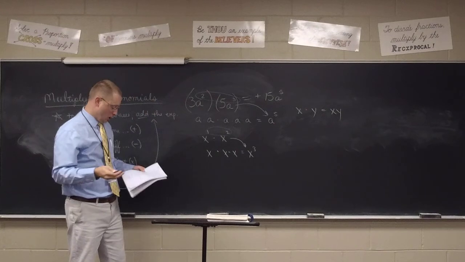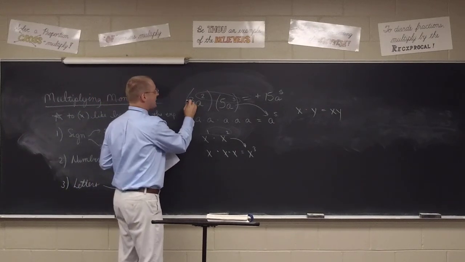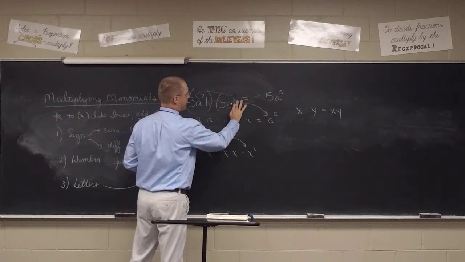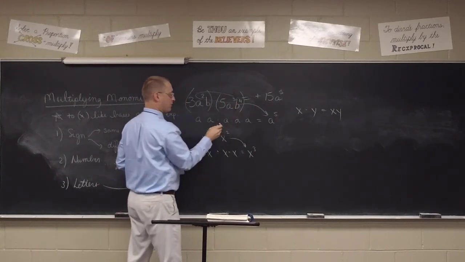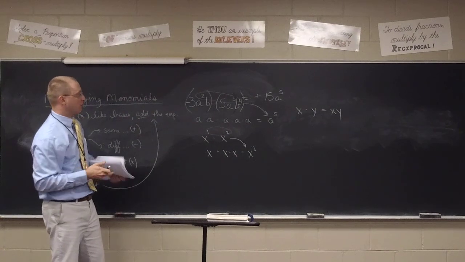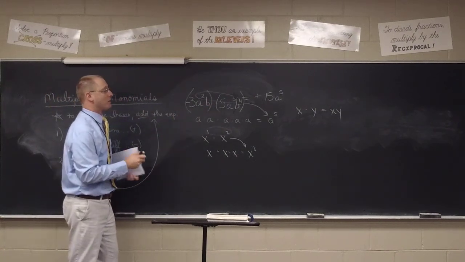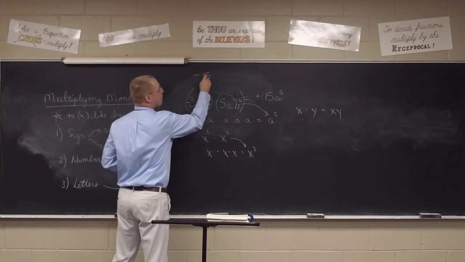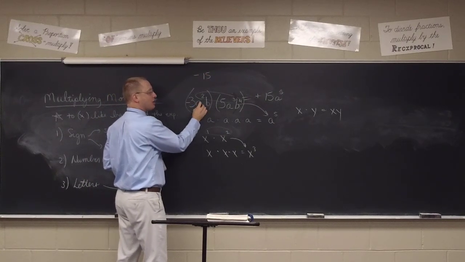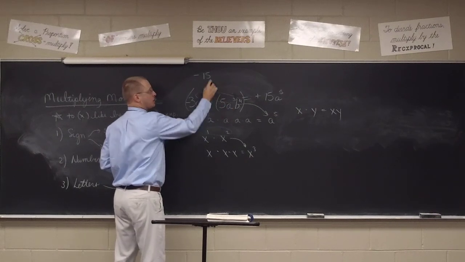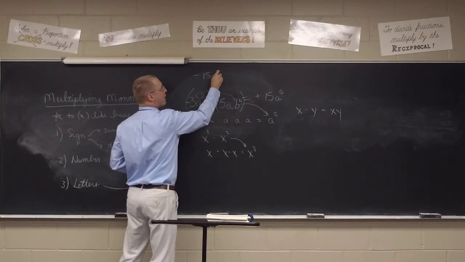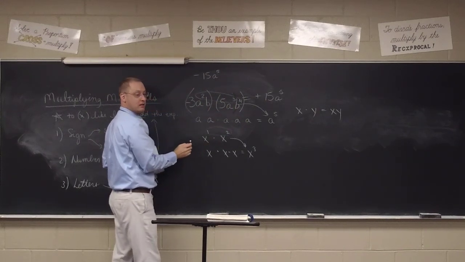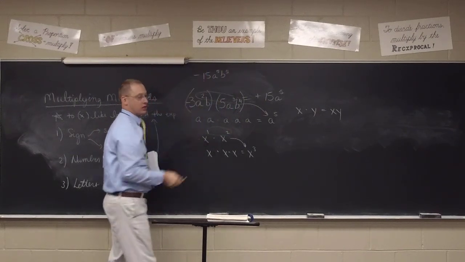Easy enough? What if it were a negative 3a squared b and a positive 5a cubed b to the 4th? Well, now, same thing: sign, number, letter. The signs now are different, class, so now we would get a negative. But 3 times 5 is still 15. We still multiply the a squared by its like base a cubed to get a to the 5th. But we multiply this b by its like base b to the 4th to get b to the 5th. And there's our answer.